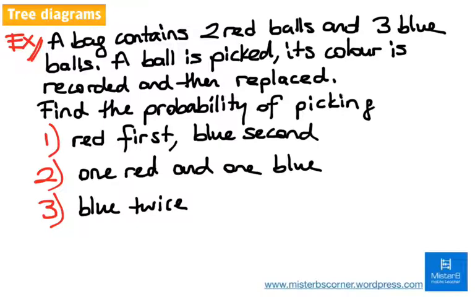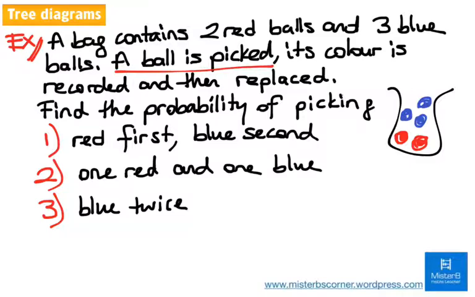All right? Now, it says a bag contains 2 red balls and 3 blue balls. So this is our bag, right? And it contains 2 red balls and 3 blue balls. So that's what we have. Now, a ball is picked, its color is recorded and then the ball is replaced. Replaced means you pick the ball and then you put it back into the bag. That's what we call replacement. So we replace the ball, we put the ball back.